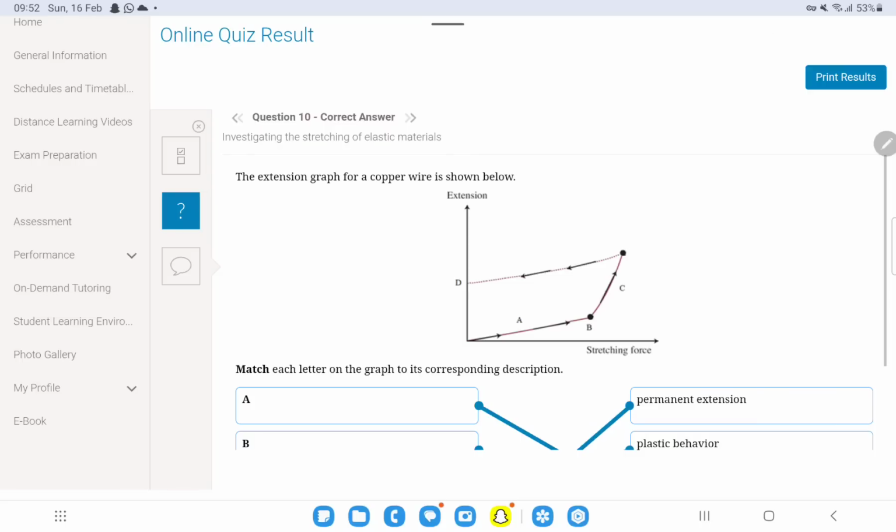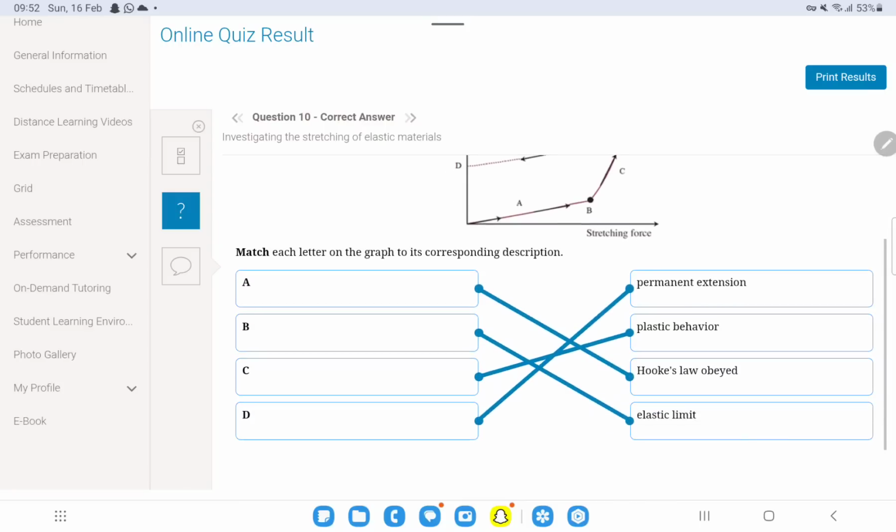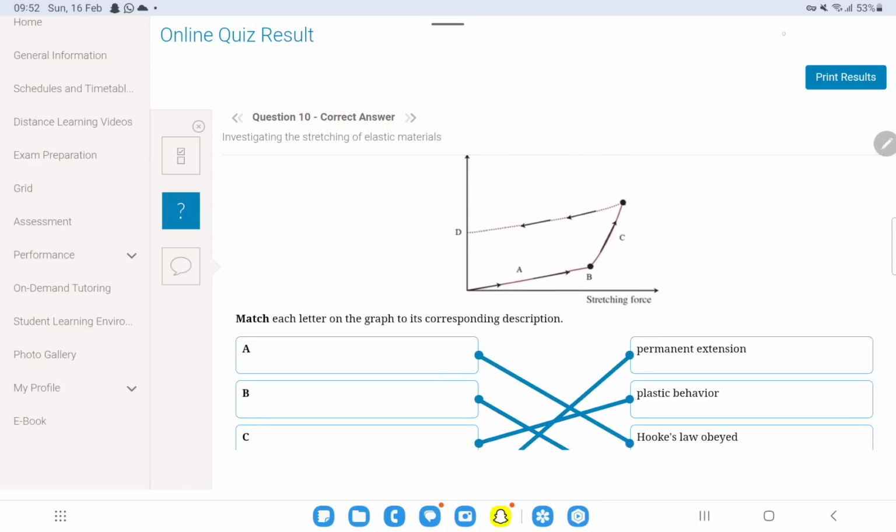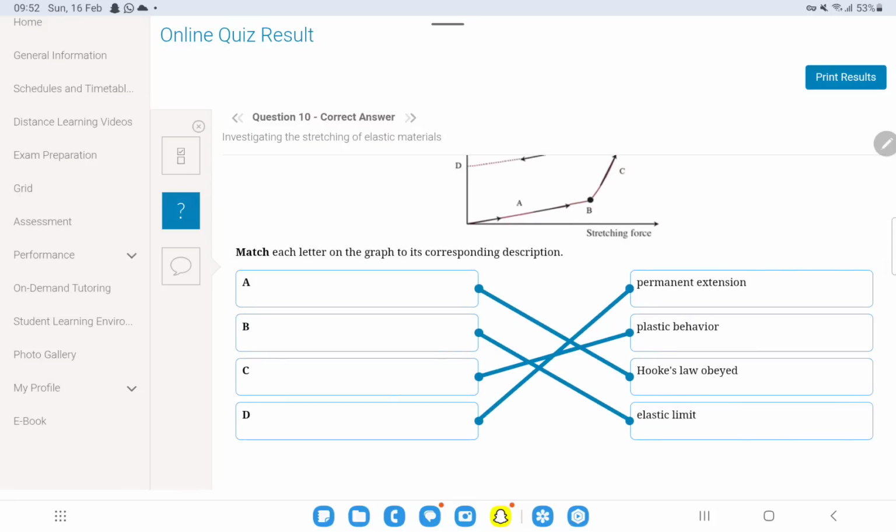For this question, they want us to match each of the points on the graph with the phase of it. For point A, it's a straight line passing through the origin, so it is proportional. And the law that we know is proportional is Hooke's law. So Hooke's law is the straight line passing through the origin, point A.